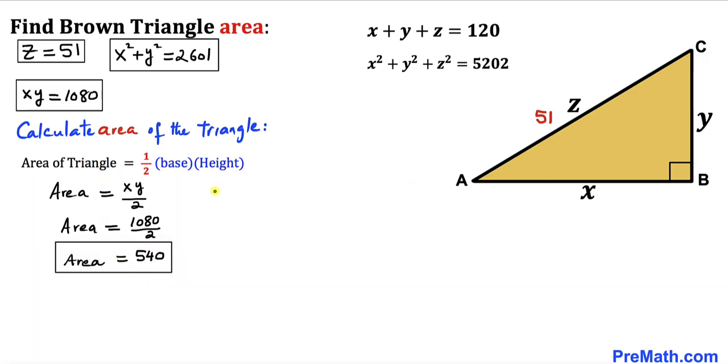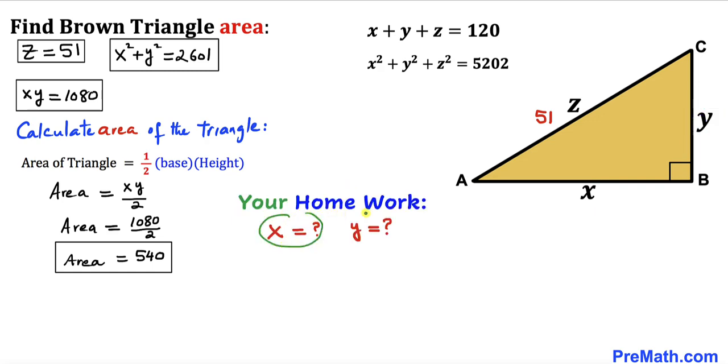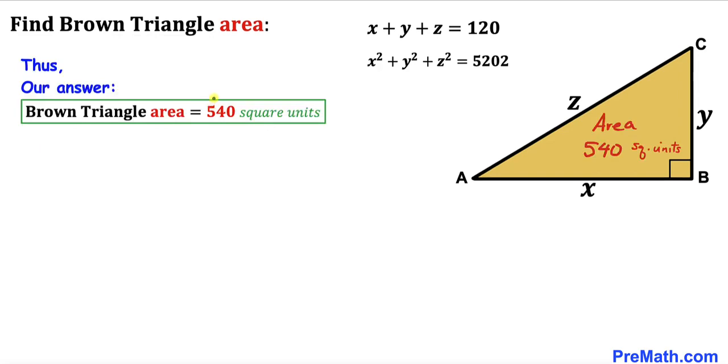Now let's make an observation. We can see that we figured out the area of this triangle without finding the values of X and Y. And here's your assignment: can you figure out the X and Y values on your own? So our brown triangle's area turns out to be 540 square units.